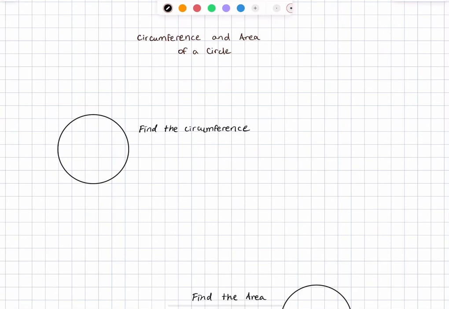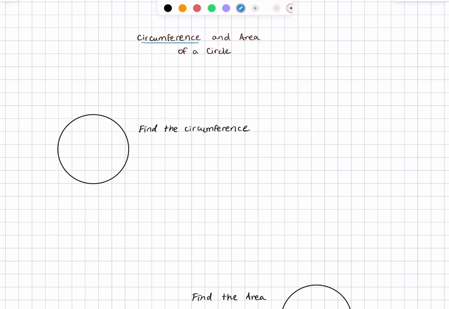Hey guys, in this video we're going to talk about circumference and area of a circle. So let's start off with the circumference. The circumference is a word synonymous to perimeter, and it's only used for circles.